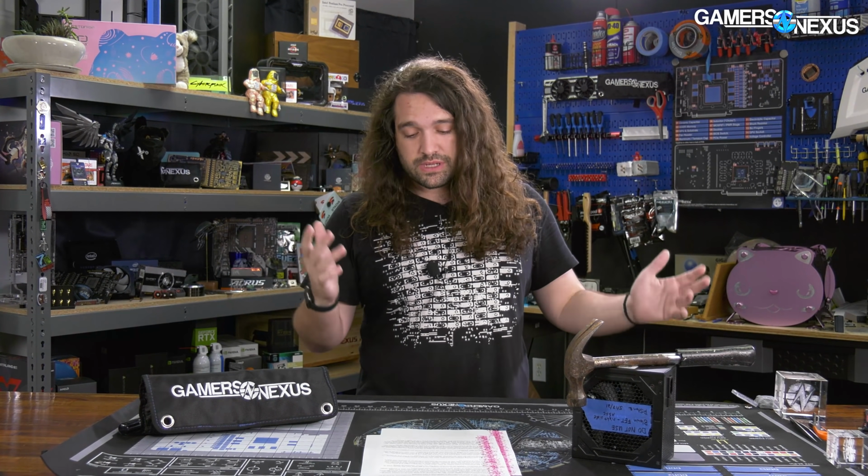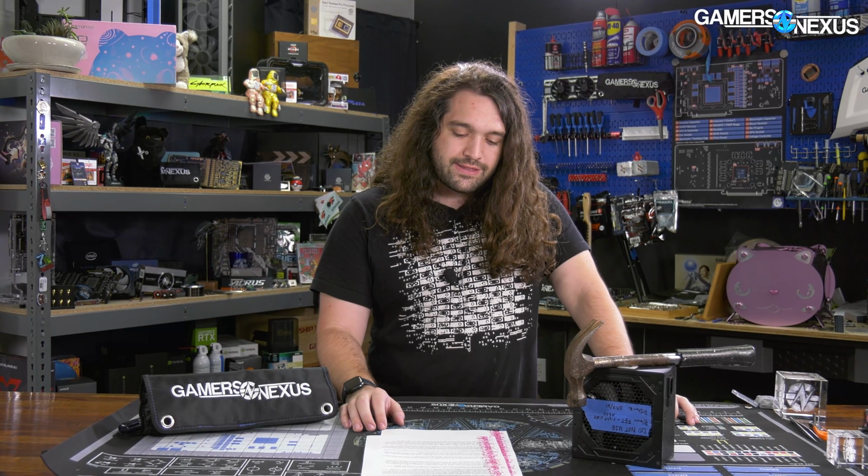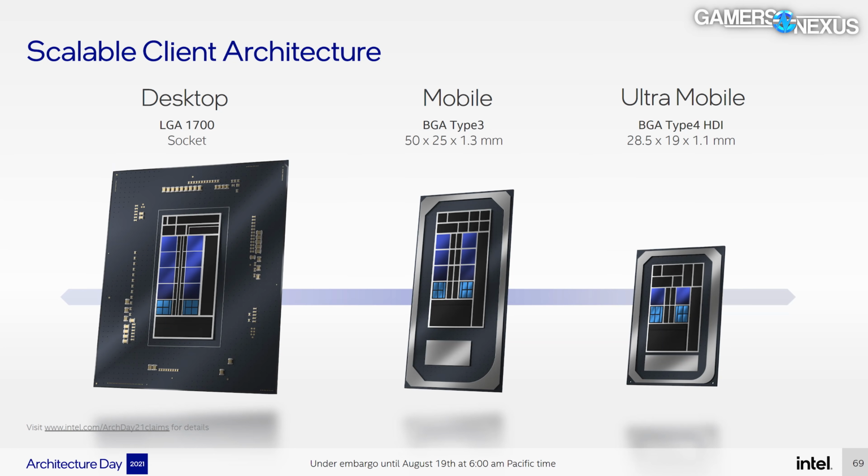As for the numbers, 9 watts is likely to show up in what Intel is calling ultra-mobile CPUs, kind of a new classification, but that's going to be a BGA Type 4 HDI processor, they call it. The TDP will likely take a jump for standard mobile parts with Xe graphics in a BGA Type 3 CPU, they're calling it, and then 125 watt high-end TDPs are what you'll see in the LGA socketed CPUs for DIY enthusiasts.